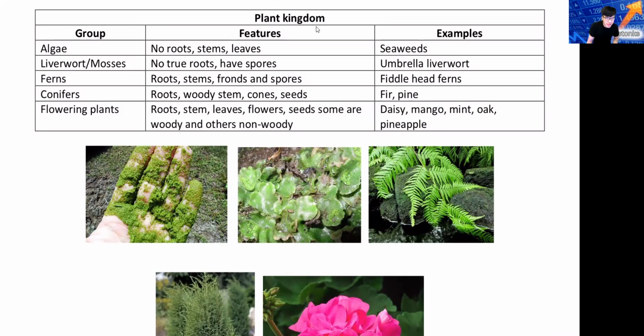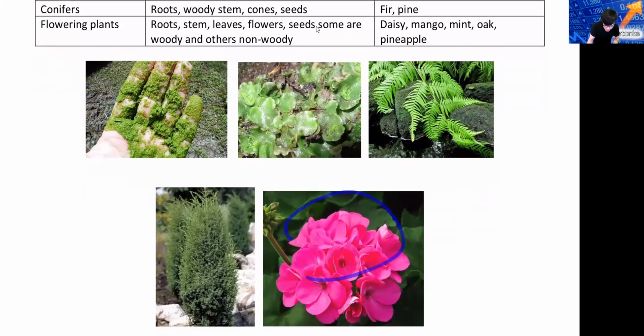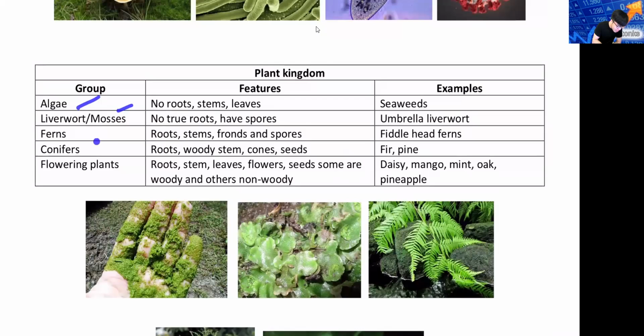But yes, they are flowering plants. Your oak, your pineapple, as long as, like I said, you have fruits, then you have flowers. Okay, very, very complicated organism to study. All right, so you just have to know these 5 groups. You have to know them, and the characteristics too. Should be pretty easy.